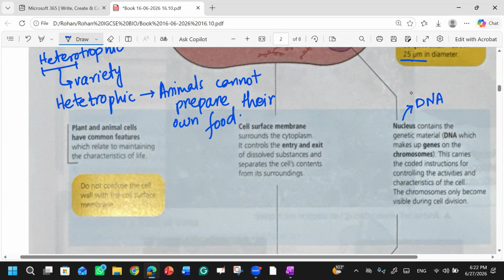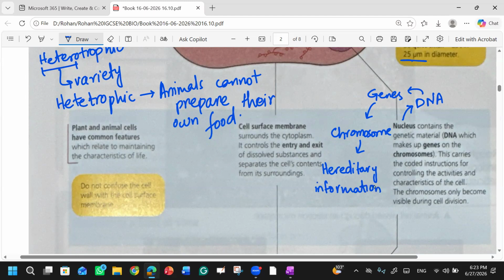DNA is made up of genes. Those genes are made up of chromosomes, and those chromosomes carry the hereditary information. What is hereditary information? That information which is transferred from parents to you, like the traits. Which traits you will get from your father and which from your mother, or from your grandfather or grandmother. So this is hereditary information present in the chromosome.